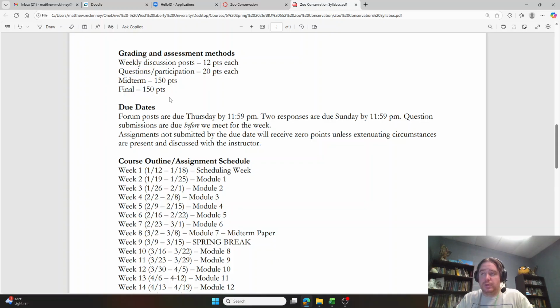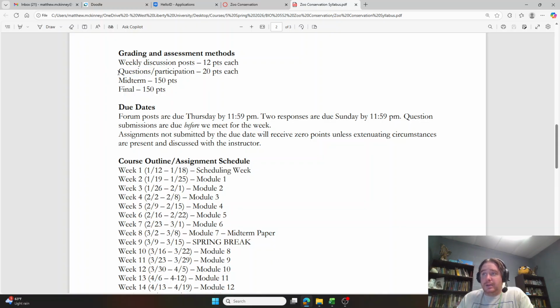This is a critical part of this class because the real value in this class is about learning to look at different sides of things. It's about learning to talk about conservation from different perspectives. It's about learning to be critical of zoos and critical of conservation efforts in general. And the only way to do that is to participate in the discussion in a meaningful way. So your participation is very important.